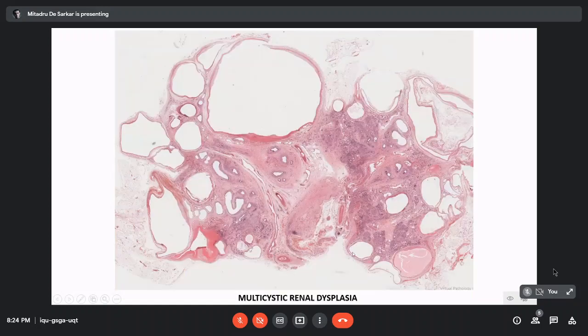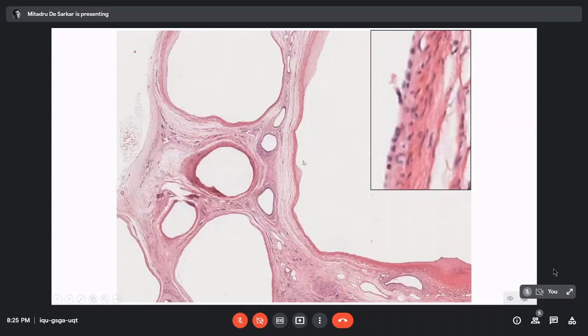So let's see a virtual slide. As you see, both the cortex as well as the medulla show effacement by multiple cysts of varying sizes all over, but there are some other histologic findings which are peeking out from the background. We'll be concentrating on those first. Okay, but first let's just have a look at those variably sized cysts.